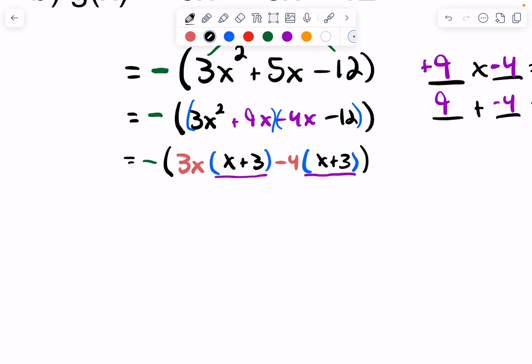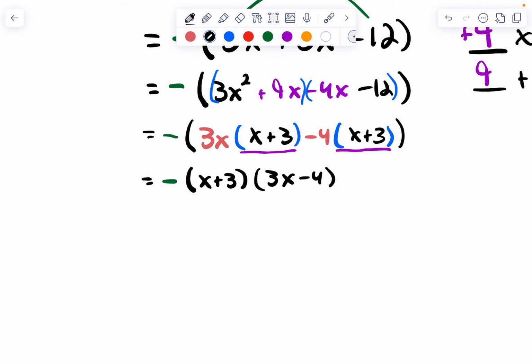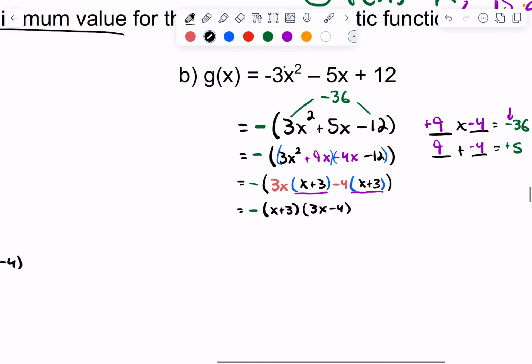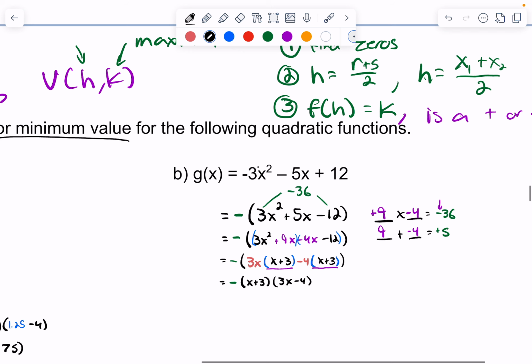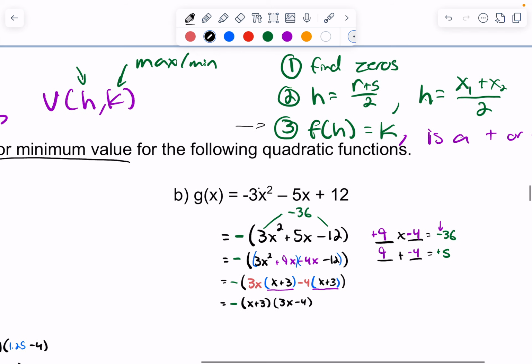So your final answer is you have one bracket being the common one, so the x plus 3, and your other bracket being the one on the outside, the 3x and the minus 4. And there are your zeros or your factors. So again, go back to what was the point of doing this? Big picture, you're solving for the min or the max, so we had to find our zeros first.